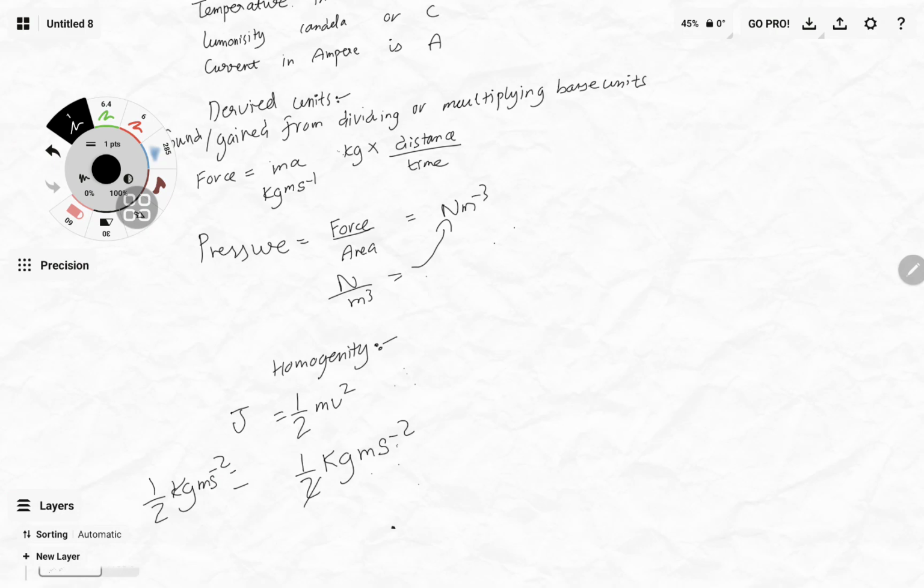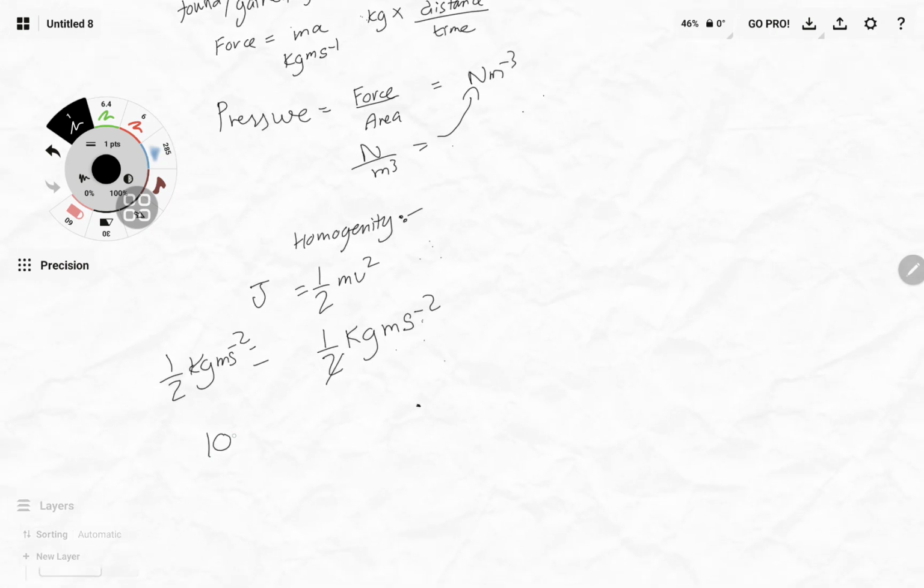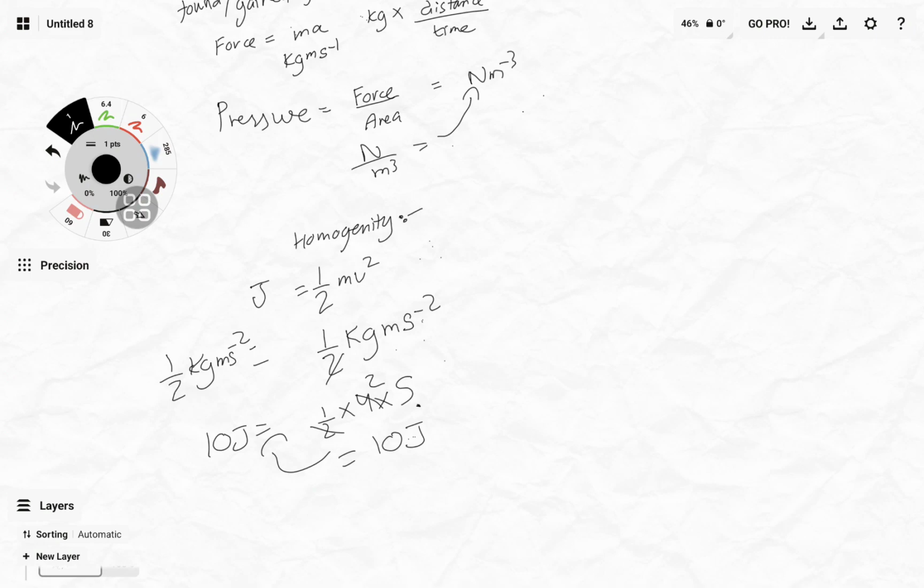So let's see, we have 10 joules, and we have one over four multiplied by 5 squared. So 10 joules here, 10 joules here, so homogeneity is right. Otherwise the laws of physics will be broken.